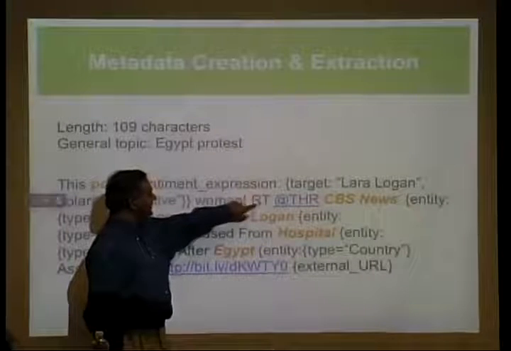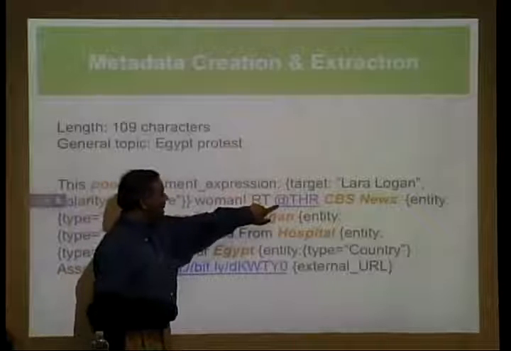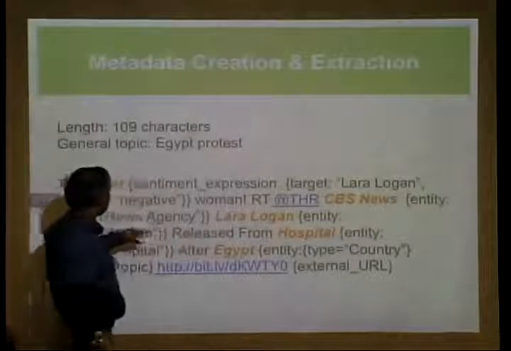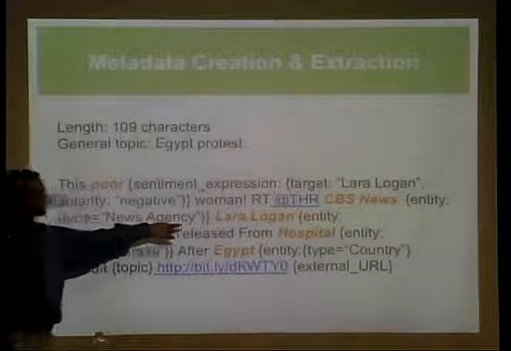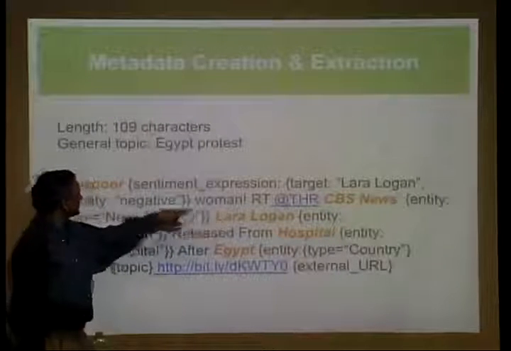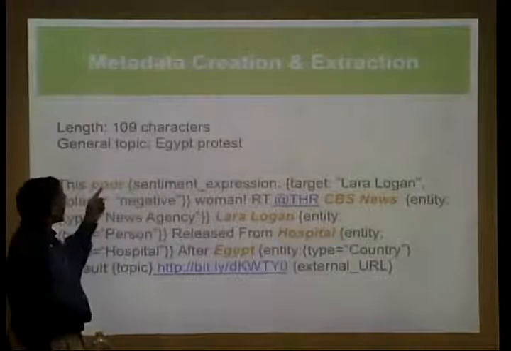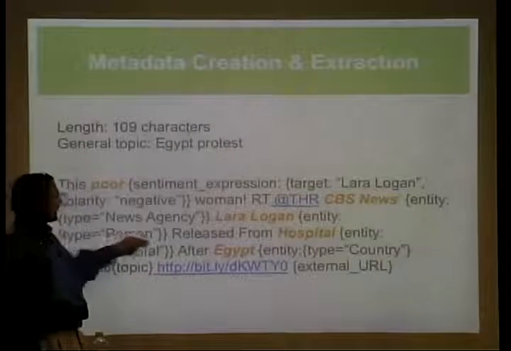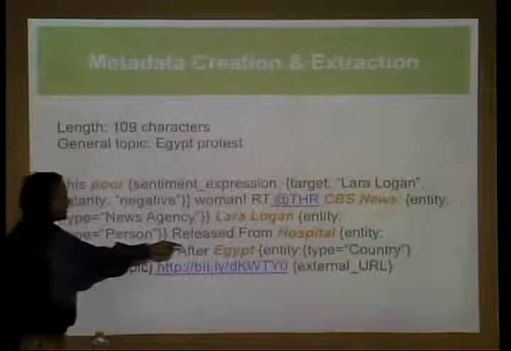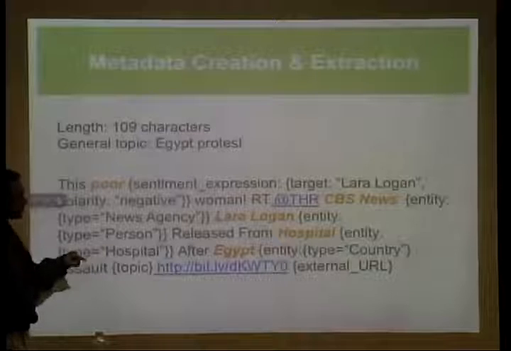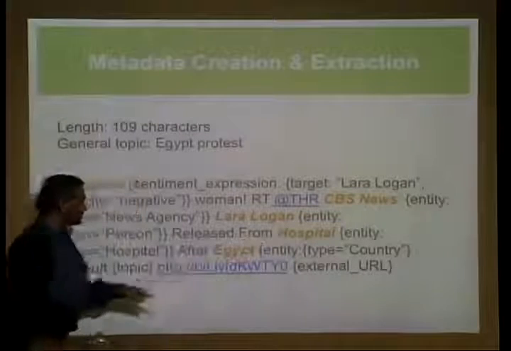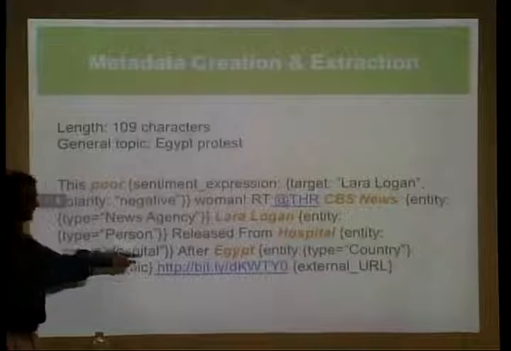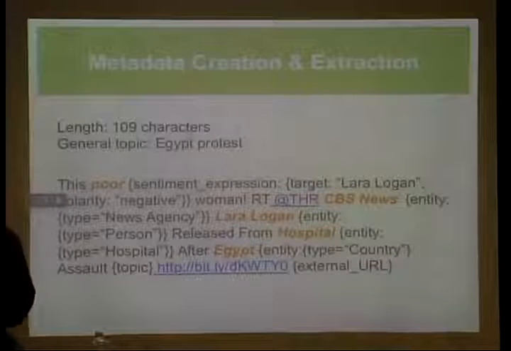RT, I know, it's a retweet. I know the handle, who that person is. CBS News, I know that it is a news agency. The name of the person is mentioned here, which it knows through the analysis this poor applies to that. That's how the target is Lara Logan. Entity type, this one is person. Released from hospital, hospital is also an entity, I know it's a hospital. After Egypt, it is also an entity called country. Assault is a topic. Then there's a link to an external URL.